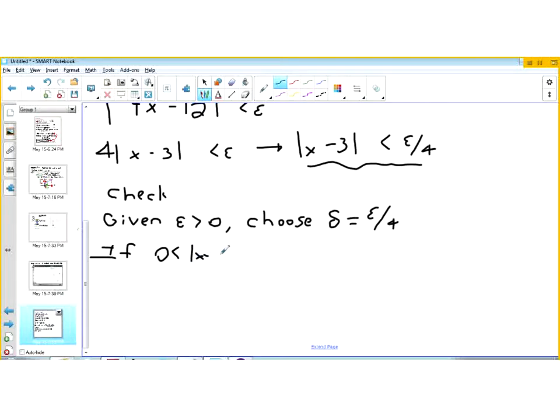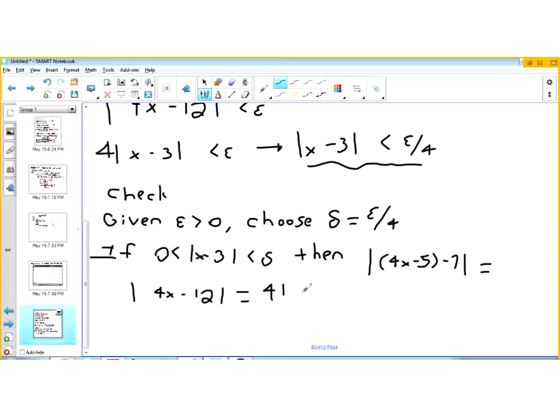If we're within delta units of 3, then what? f of x, which is 4x minus 5, minus 7, absolute value, is equal to the absolute value of 4x minus 12, which is equal to 4 times the absolute value of x minus 3, which we know to be less than 4 times delta.